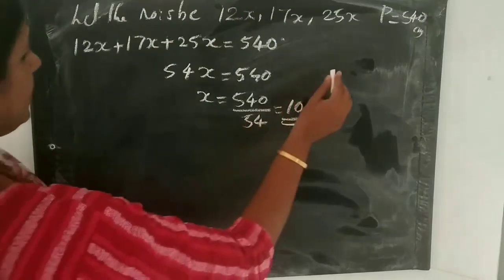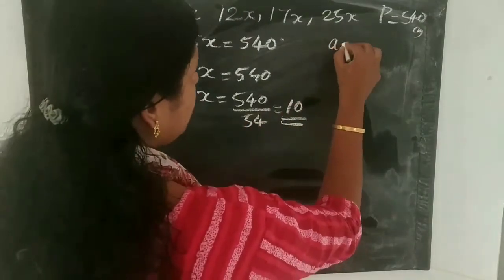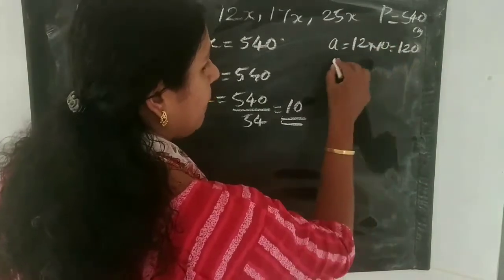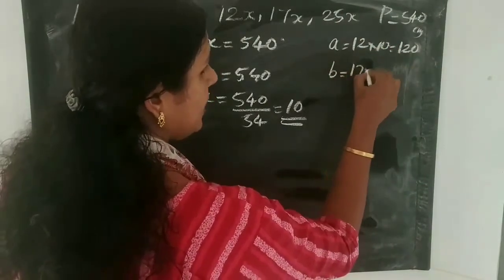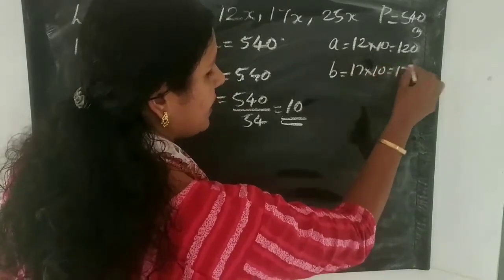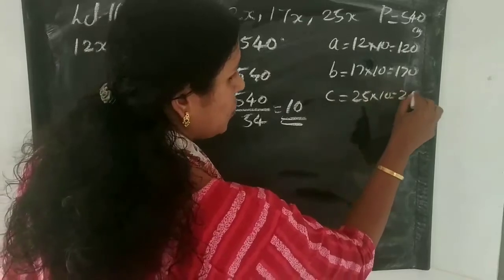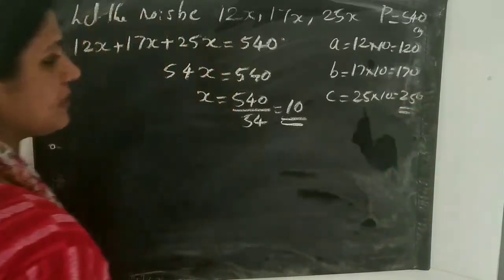What are the numbers? A equal to 12 into 10 equal to 120. B equal to 17 into 10 equal to 170. And C equal to 25 into 10 equal to 250. Okay, we get the numbers like this.